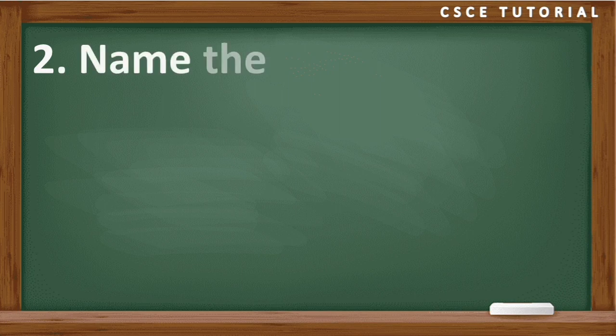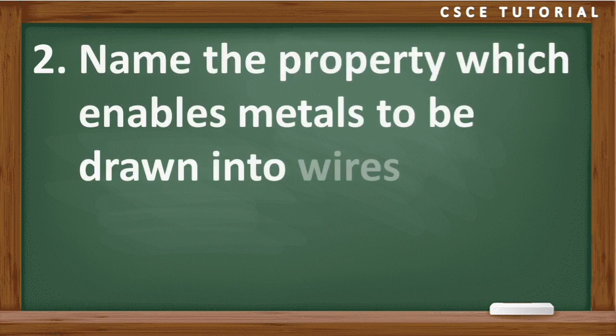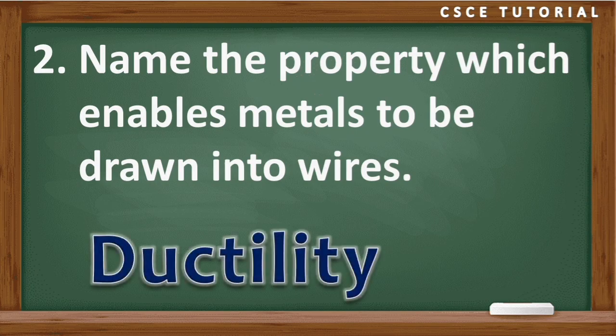Second question, name the property which enables metals to be drawn into wires. Now you have to name that property which enables metals to be drawn into wire. Its answer is ductility. Ductility is the property which enables metals to be drawn into wires.